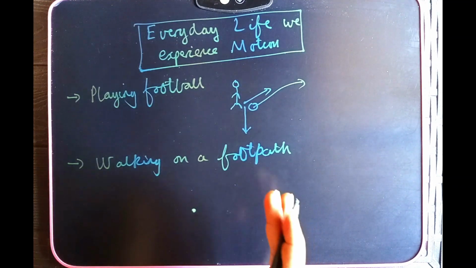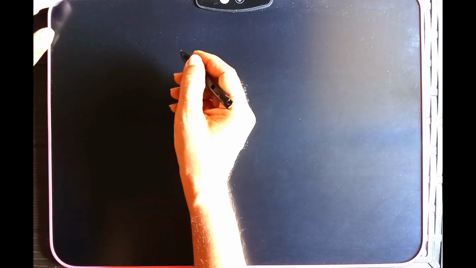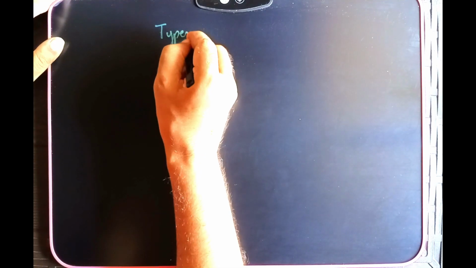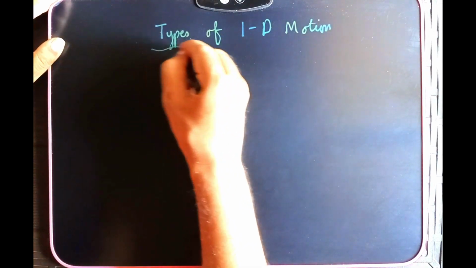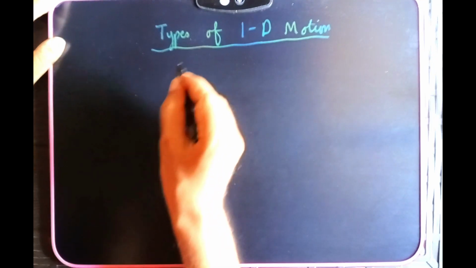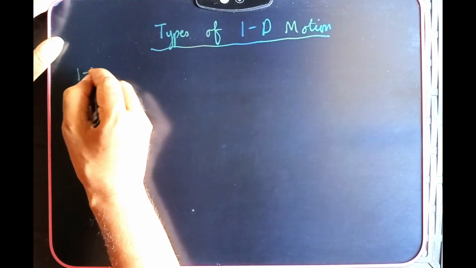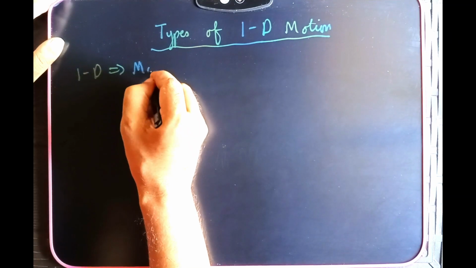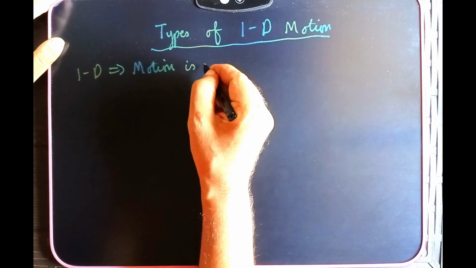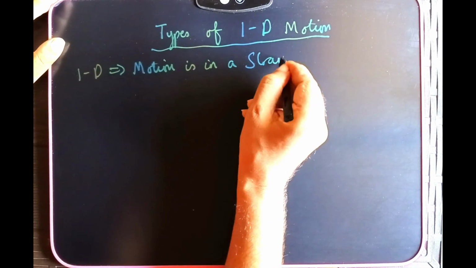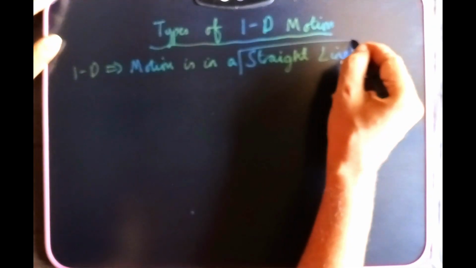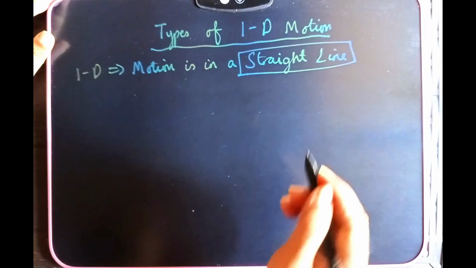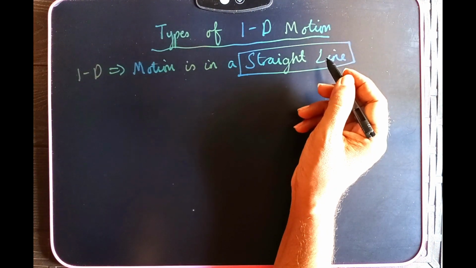So what are the types of motion? There are different types of motion, right? In this particular session, we are going to study types of 1D motion. 1D motion indicates that the motion is in a straight line. It should be in a straight line. That is called 1D motion, and it can be at different angles.